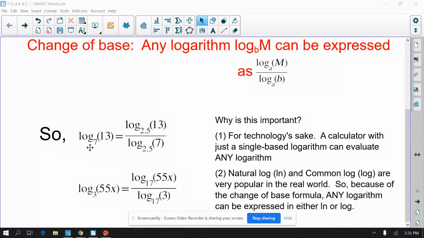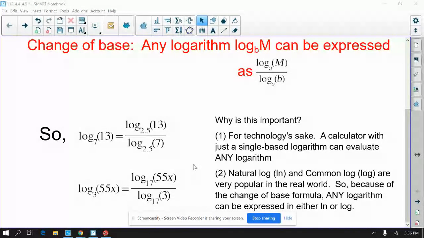So for example, log base 7 of 13 can be written like this, and I just chose the base 2.5 at random. It could be any base. And log base 3 of 55x can be written as log base 17 of 55x divided by log base 17 of 3. So the key thing is that the bases are the same here, and it could be any base you want. And this is important because for technology's sake, your calculator would just need one logarithm. It could be log base 8 or log base 5. It could be log base anything. And with that one single logarithm, you can evaluate any log.